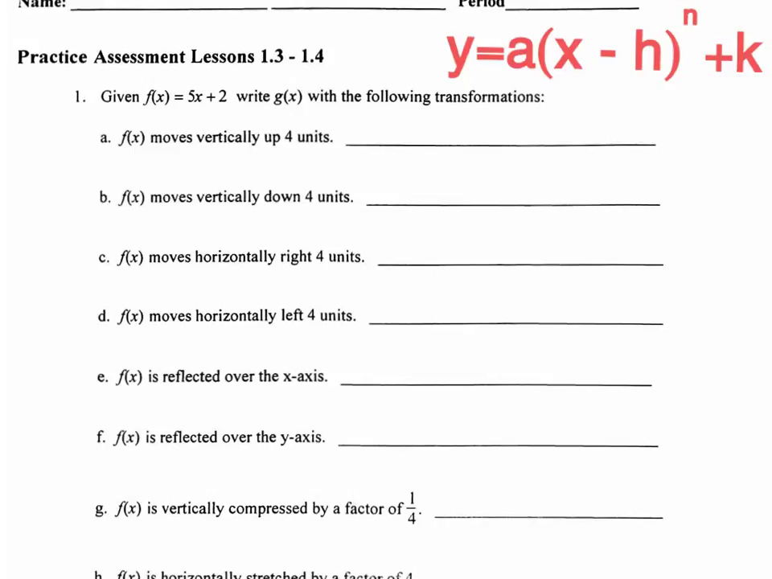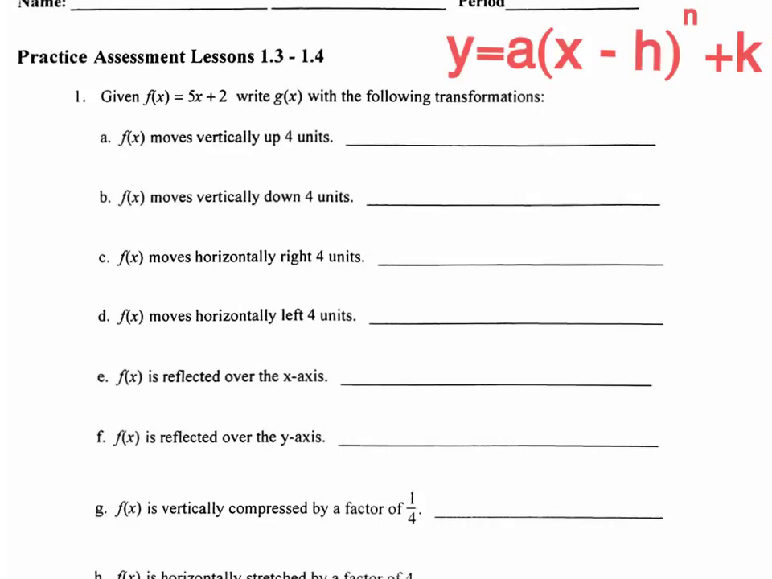Okay, so this first part of the test, we need to know the general form y equals a(x minus h)^n plus k. Why? Because if you know h, you know that it's a shift, a translation left and right, and you have to think opposite. And if you know k, then you know that that's your vertical shift up and down. And we also know that a is a vertical compression or stretch.